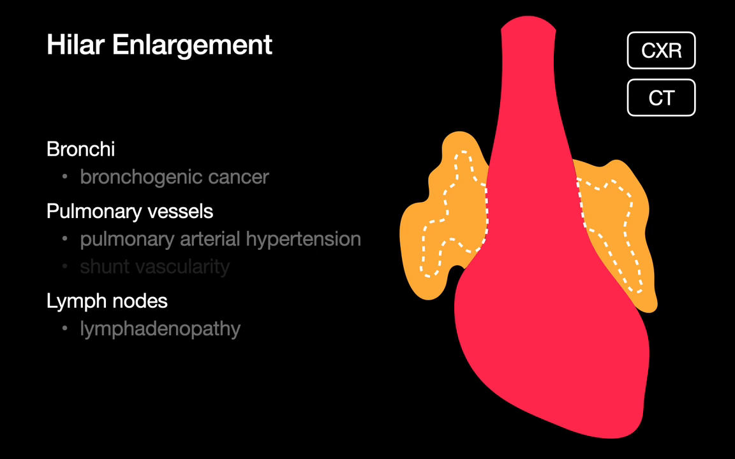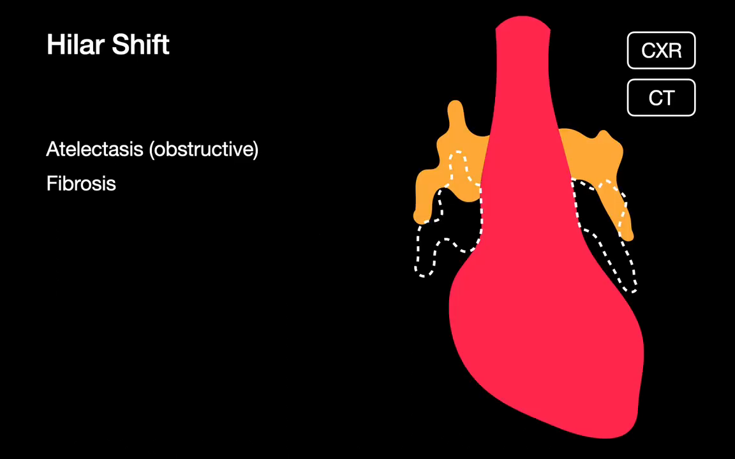Folks traditionally taught us to use the hilar convergence sign to distinguish cases of pulmonary hypertension from masses like a bronchogenic cancer or lymphadenopathy on chest x-ray, though in the real world, I tend to find the sign sort of lacking in both specificity and sensitivity. Now, let's move on to hilar shift.